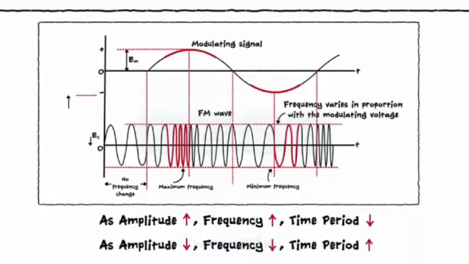And we know that time period is the reciprocal of the frequency. So when amplitude increases, the frequency will increase, and the time period will decrease. And when amplitude decreases, frequency decreases, but the time period will increase. Now we will discuss the frequency deviation. Frequency deviation is the change in frequency from the unmodulated carrier frequency.